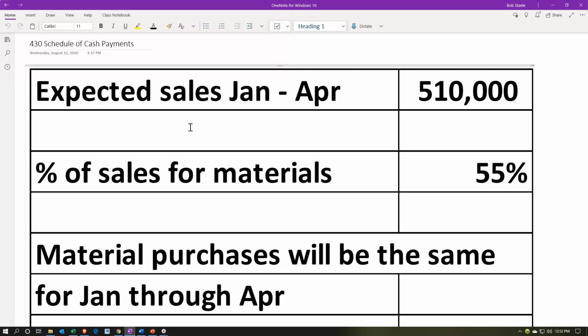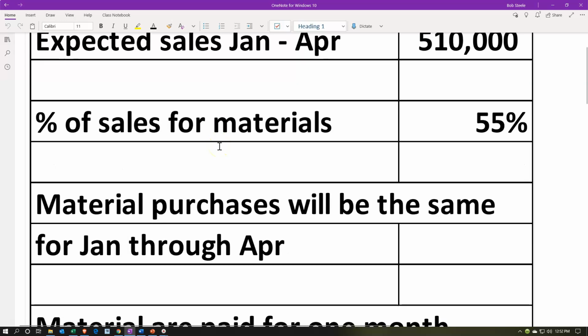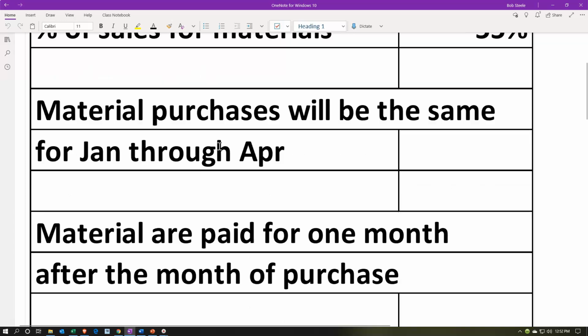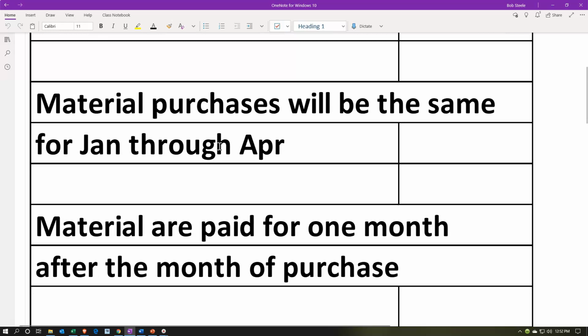Your normal order for these kinds of schedules would be the sales schedule to figure your projected sales, then cash receipts, and then the cash payments. So we have the expected sales for January through April are going to be 510,000. The percent of sales for materials, we're going to say, is 55%. So 55% of those are going to be for materials. Material purchases will be the same for January through April.